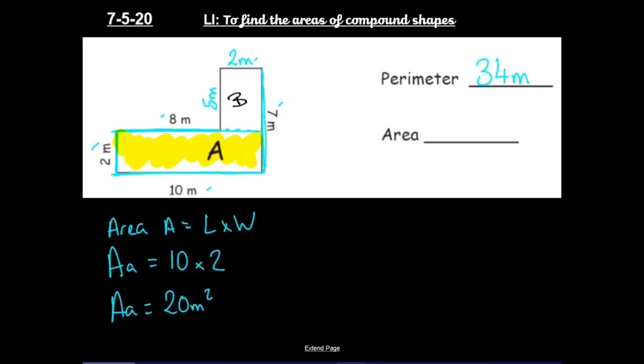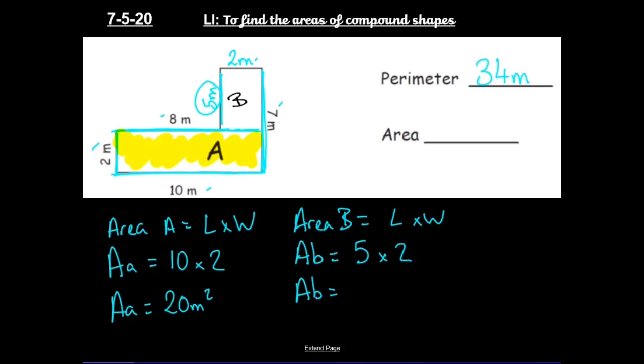The area of B is equal to, well, again, it's a rectangular shape, so it's length times width. In this case, it's not 7, because 7 goes all the way down to the bottom. That's not what I want. I just need it to this line here, which is 5 meters. So it's 5 times 2. So the area of B is equal to 10 meters squared.